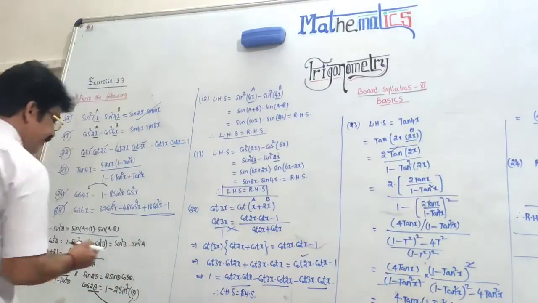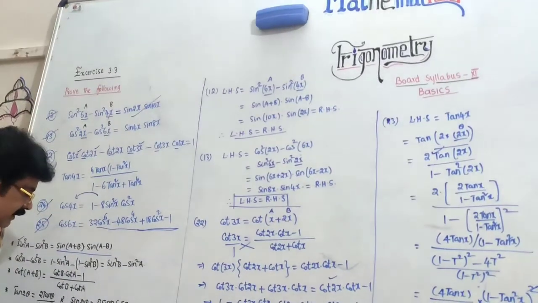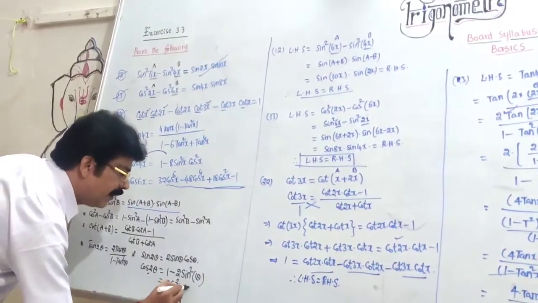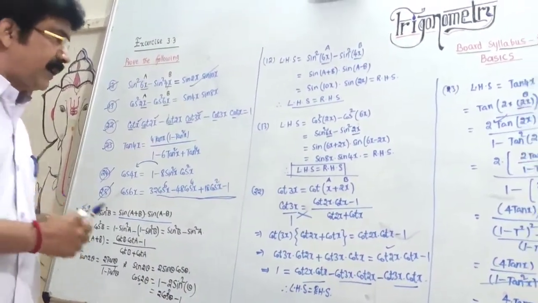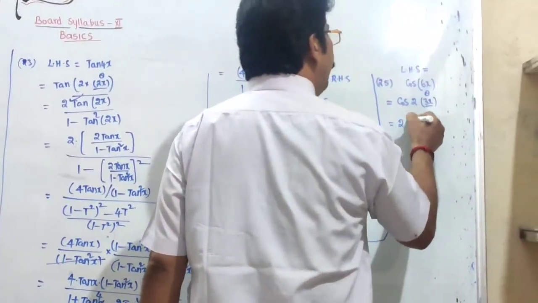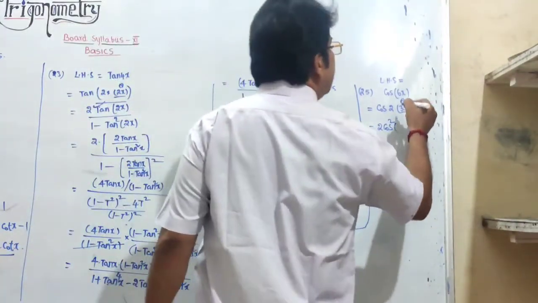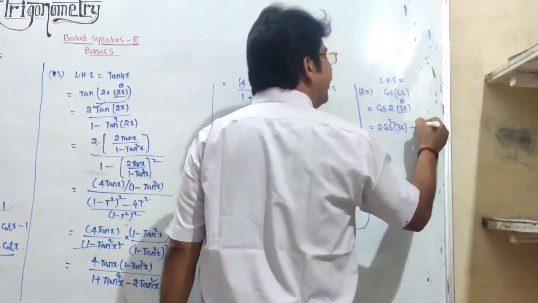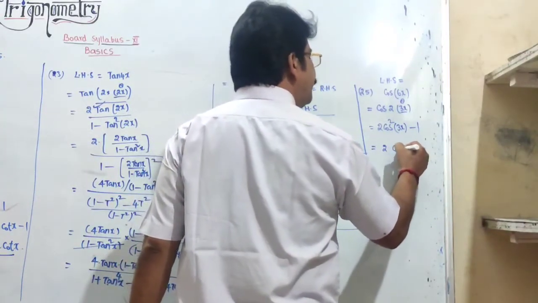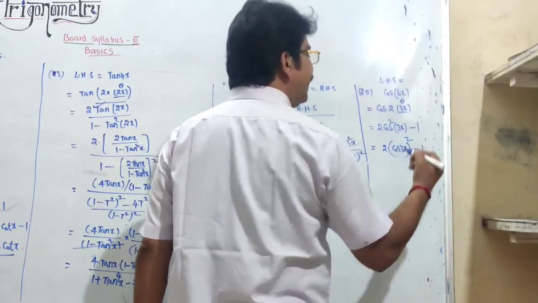So therefore, cos 2 theta is equal to 2 cos square theta minus 1. I am taking that formula. So therefore that is equal to 2 cos square theta, where theta is 3x. So it can be written as 2 into cos 3x whole square minus 1.